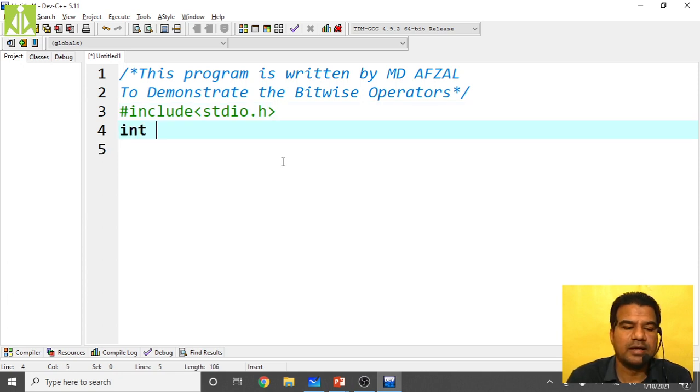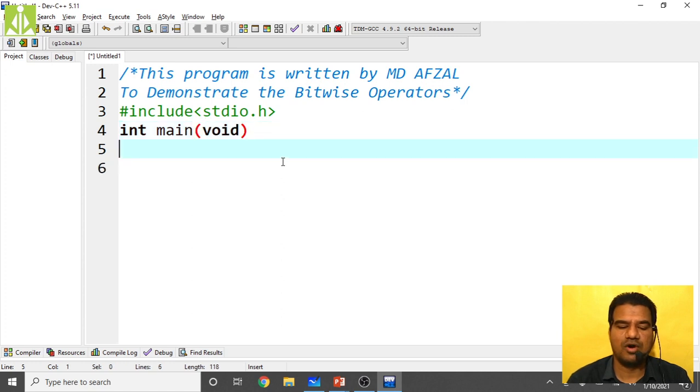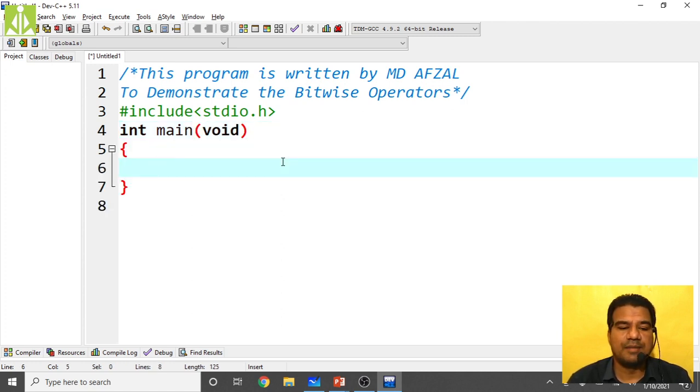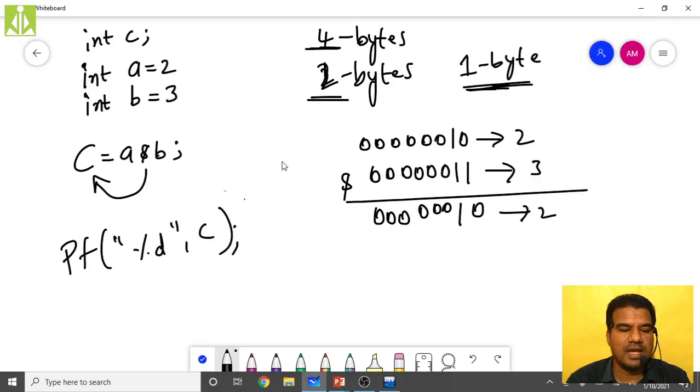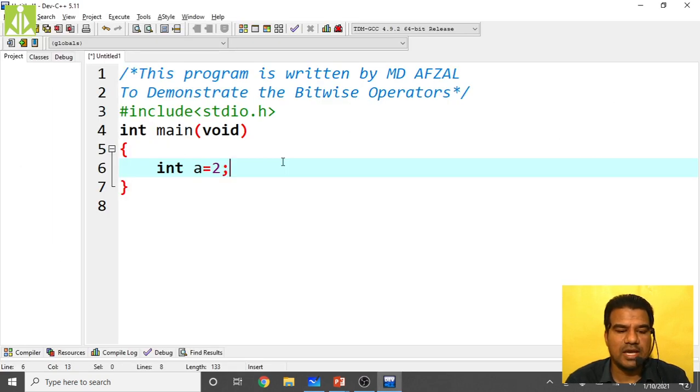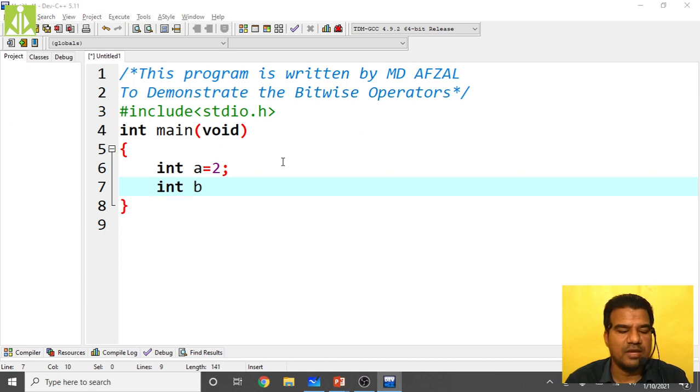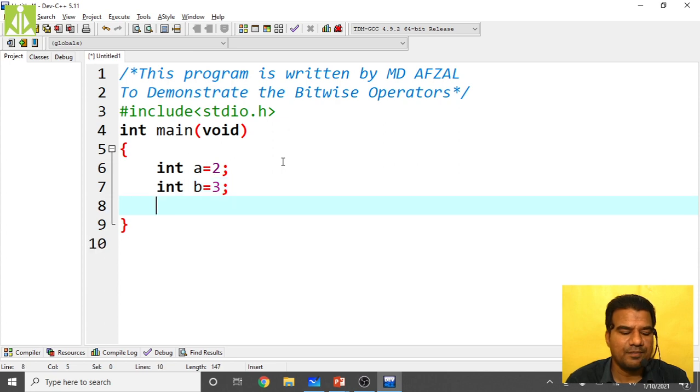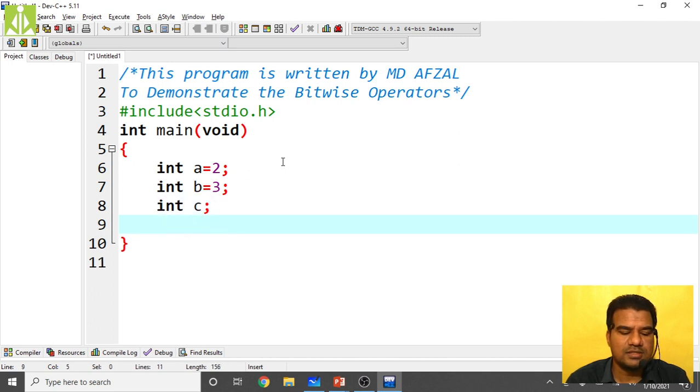Okay, then int main(void). Declare int a as 2, then int b, what we took as the value, b equals 3. Okay, then perform that. Int c equals a & b, bitwise, and we are performing.